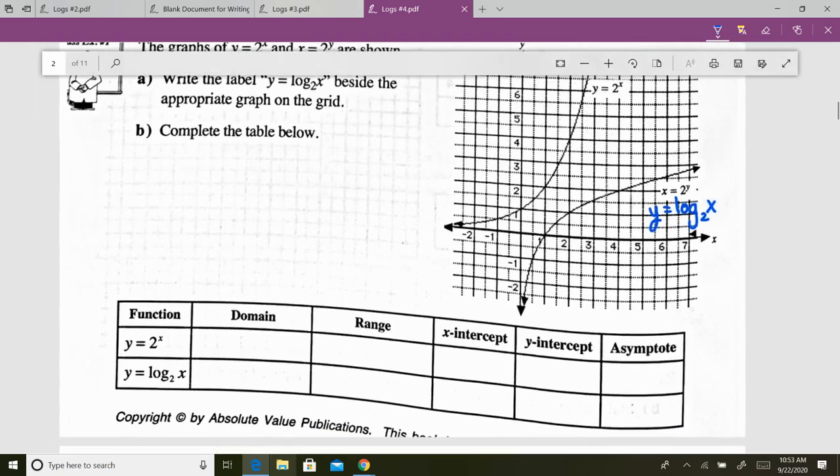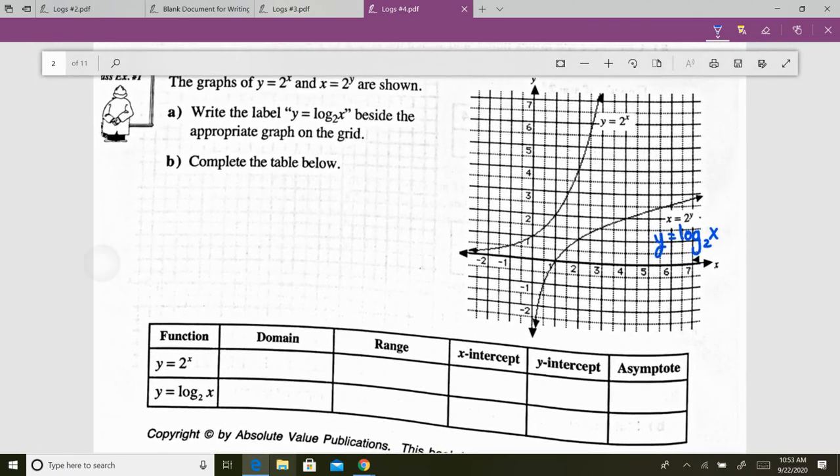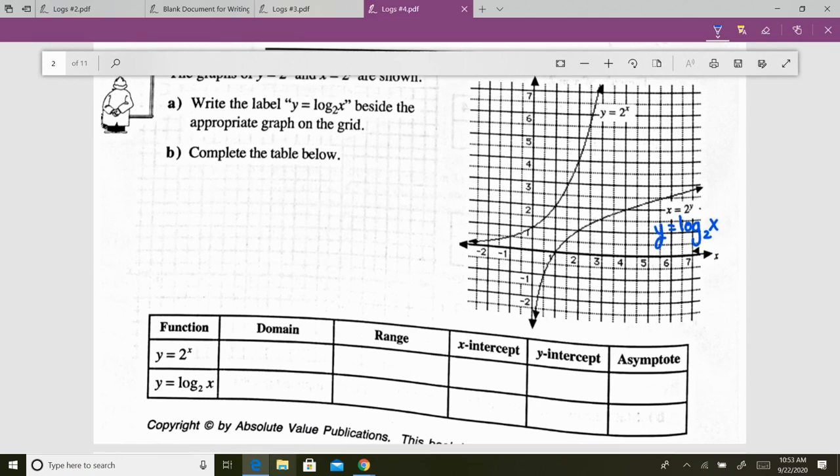Now, because they're inverses of each other, we know some information about this log graph. So first of all, y is equal to 2 to the power of x. What's the domain of the exponential graph? Are there any restrictions? No, so it's x ∈ ℝ, all real numbers. What is the range of the exponential graph? Greater than 0. What's the x-intercept of this graph?